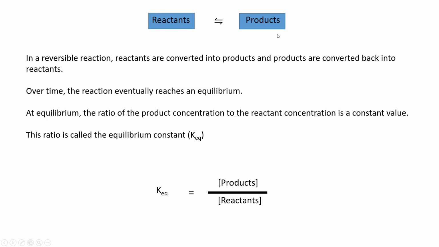Okay, so again, we're talking about reversible reactions. We have reactants that can turn into products. Products can go backward towards the reactants, become reactants. Over time, this reaction eventually reaches an equilibrium. At equilibrium, the ratio, as I said earlier, of the product concentration to the reactant concentration is a constant value. This ratio is called the equilibrium constant, or KEQ. So that's shown here. You have, as I said earlier, the concentration of the products divided by the concentration of the reactants.